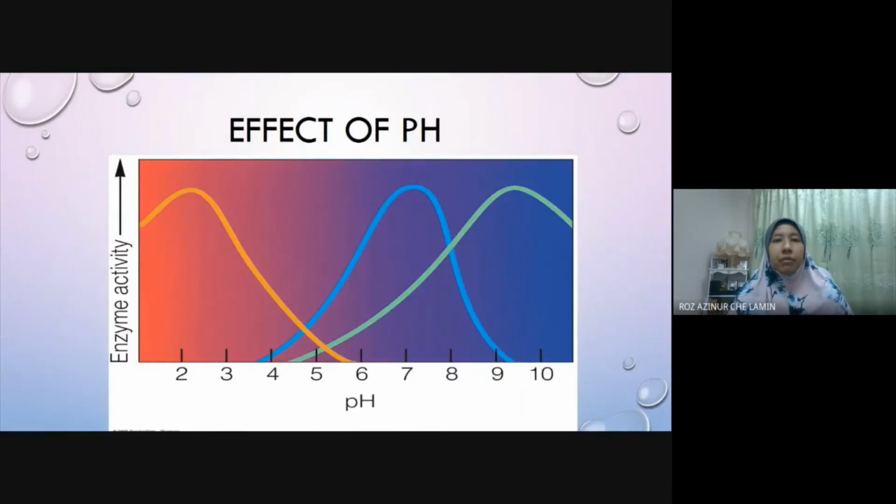So effect of the pH, some enzymes may react at different optimum pH. Okay, here, enzyme A may be active at acidic pH. When it comes to neutral, it starts to deactivate.